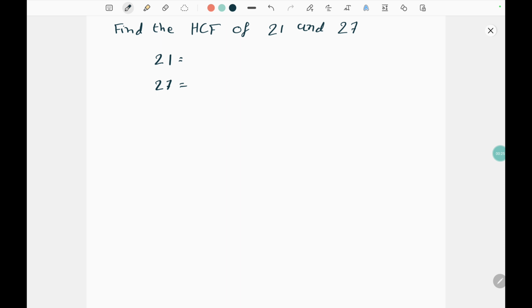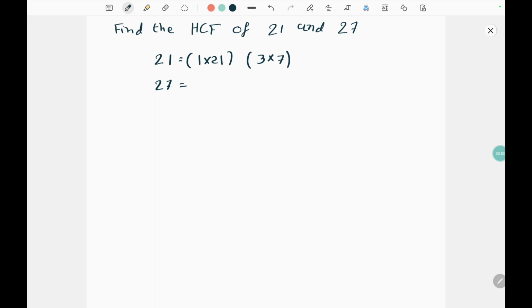Here I suggest if you are going to find the highest common factor by making a list of factors, then make sure you are not missing any factor, and to not miss any factor we are writing factors as a factor pair. So 1 times 21, okay, 2 is not a factor of 21, so let's move on to 3. Yes, 3 times 7 is 21.